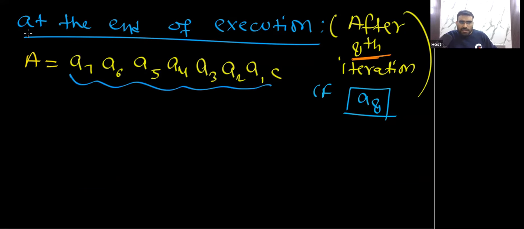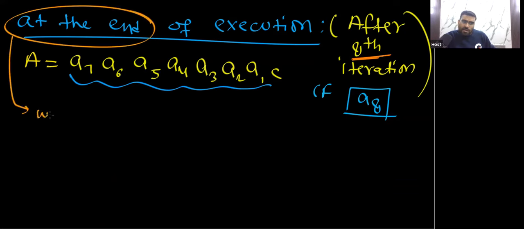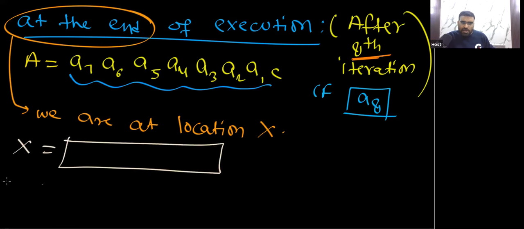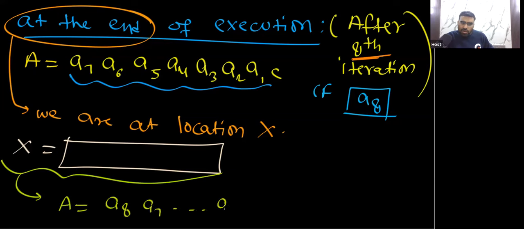Now you tell me, at the end, we are at location X. At this location X, what should I put so that I get A equal to A8, A7, and so on, A1? What should I put here? Very good. Just do one more right rotate through carry one time. Is this clear? Just do one more time and you will get this value again.